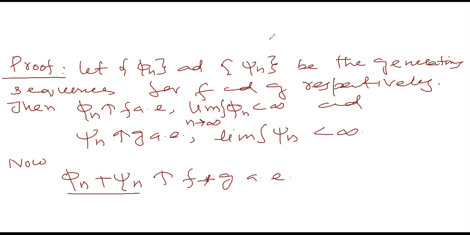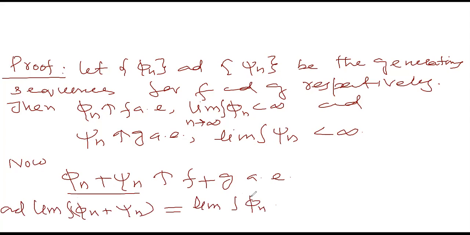First we verify that this f plus g is an upper function. Then we try to find that the integrals are equal. So next we show that the limit of the integral of phi n plus psi n is finite. The integral of phi n plus psi n for step functions is already done. It is equal to the integral of phi n plus the integral of psi n. So it is equal to the limit of the integral of phi n plus the limit of the integral of psi n.